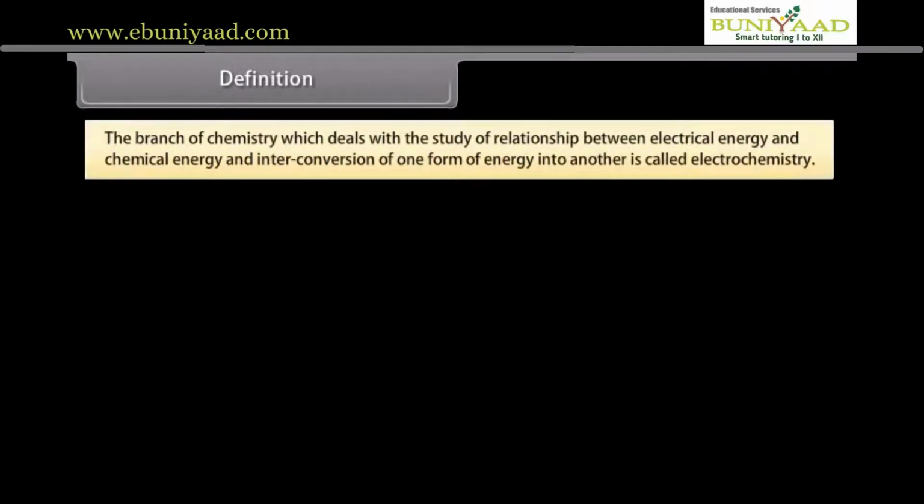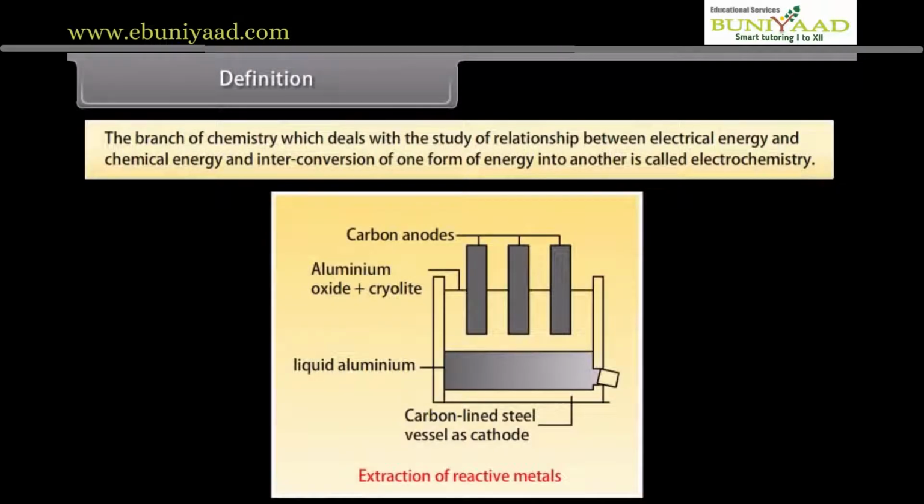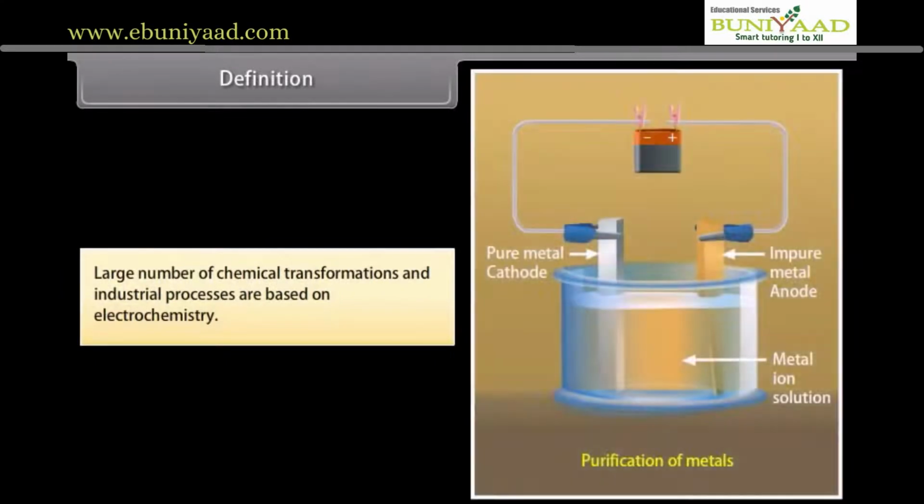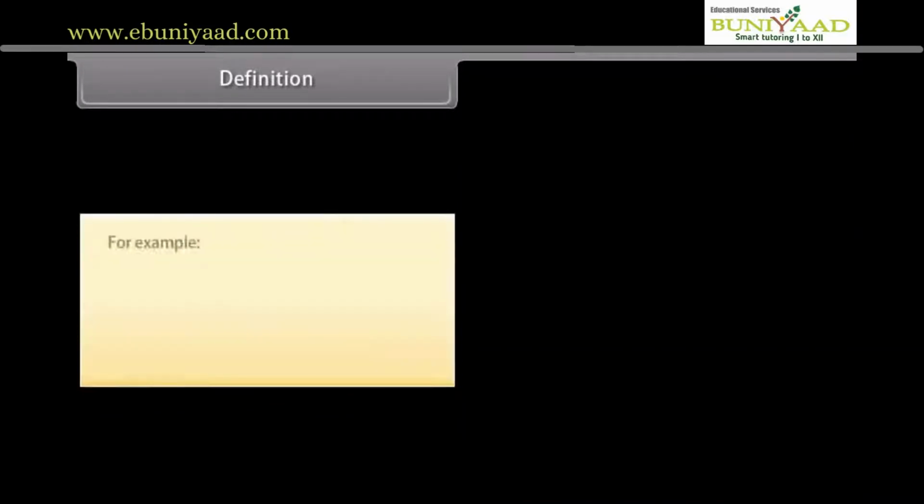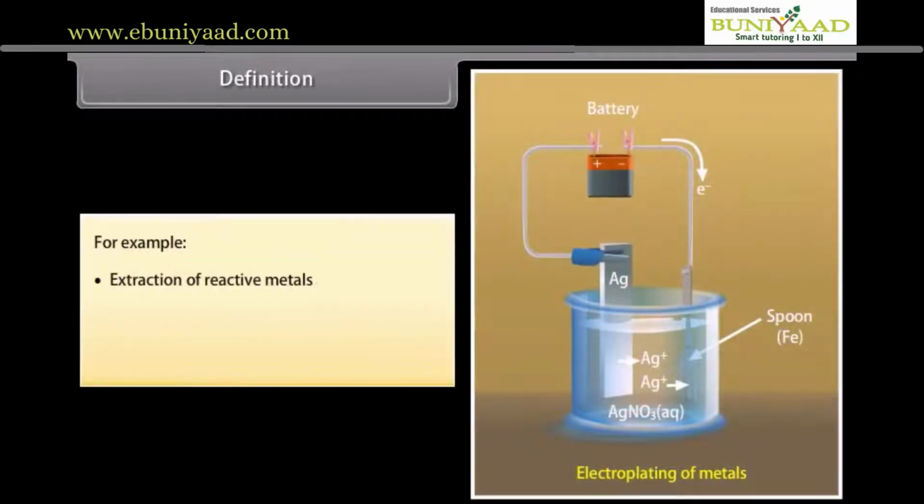Definition. The branch of chemistry which deals with the study of relationship between electrical energy and chemical energy and interconversion of one form of energy into another is called electrochemistry. Large number of chemical transformations and industrial processes are based on electrochemistry. For example, extraction of reactive metals, purification of metals, and electroplating of metals.